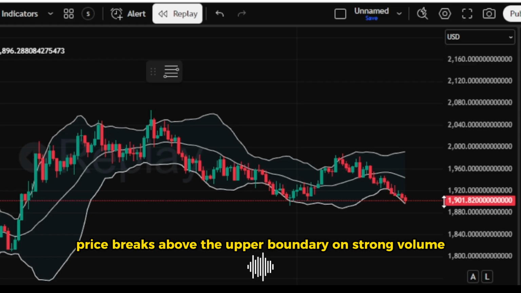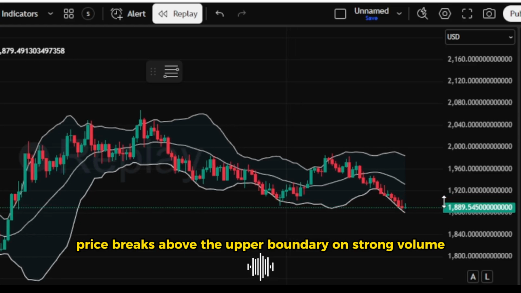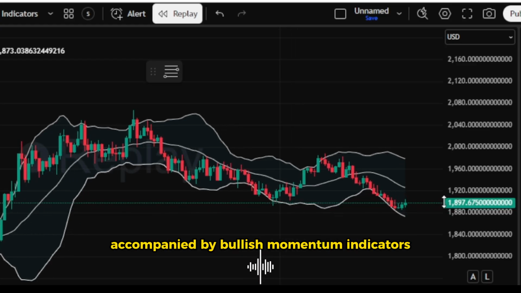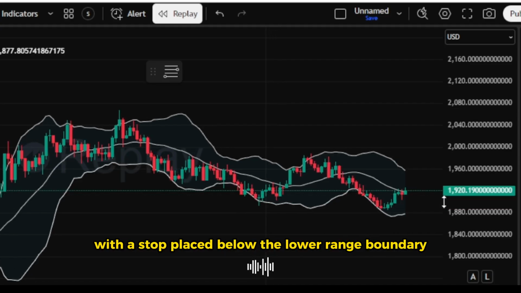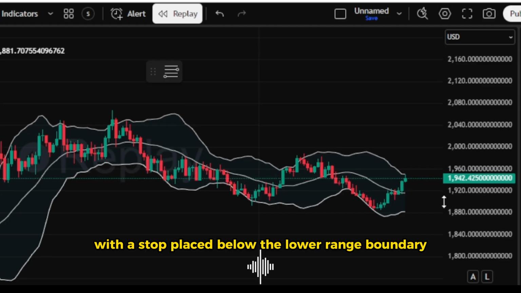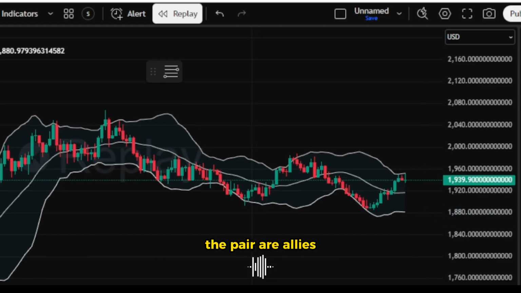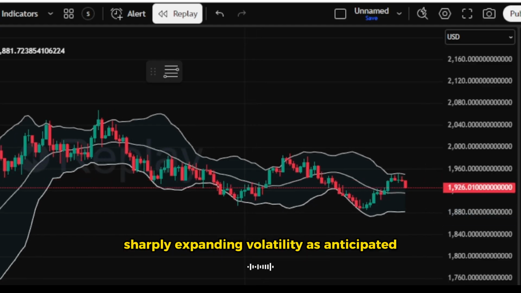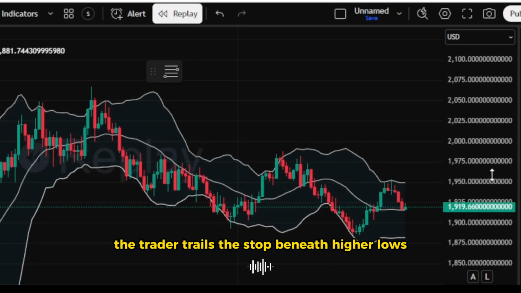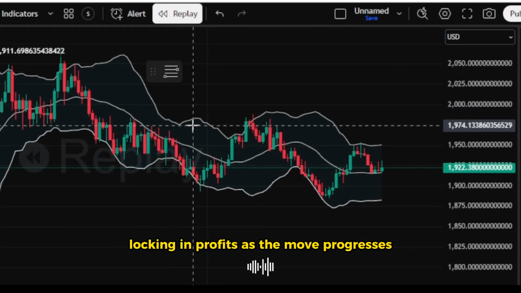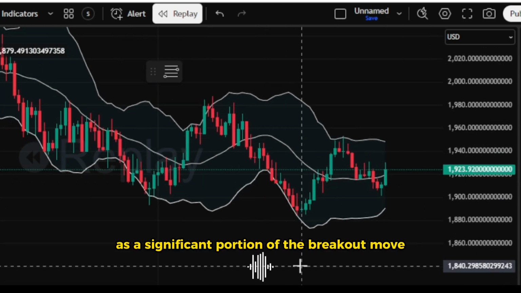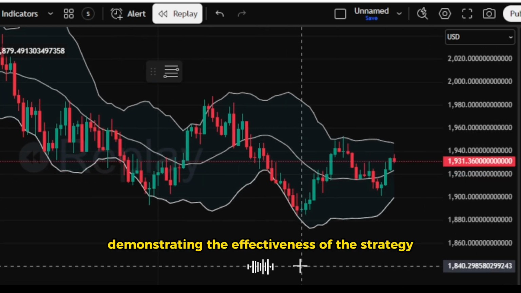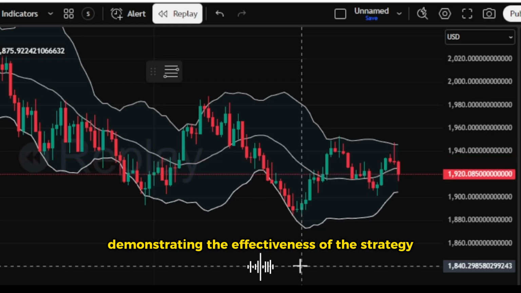One morning, price breaks above the upper boundary on strong volume, accompanied by bullish momentum indicators. The trader is triggered into a long position with a stop placed below the lower range boundary. Over the following sessions, the pair rallies sharply, expanding volatility as anticipated. The trader trails the stop beneath higher lows, locking in profits as the move progresses. Ultimately, the trade captures a significant portion of the breakout move, demonstrating the effectiveness of the strategy when applied with discipline.